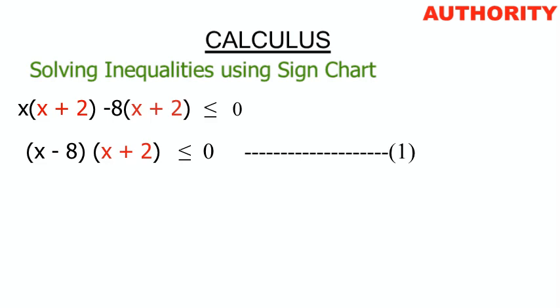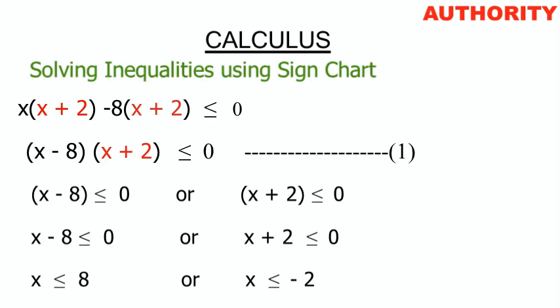Now let's go. We have x minus 8 is less than 0, or x plus 2 is less than 0. Okay, let's open the bracket. Then we'll have x minus 8 is less than 0, or x plus 2 is less than 0. Let's take minus 8 to the other side to be x is less than or equal to 8, or let's take 2 to the other side to be x is less than or equal to minus 2. So we end up having two values, which are 8 and minus 2.